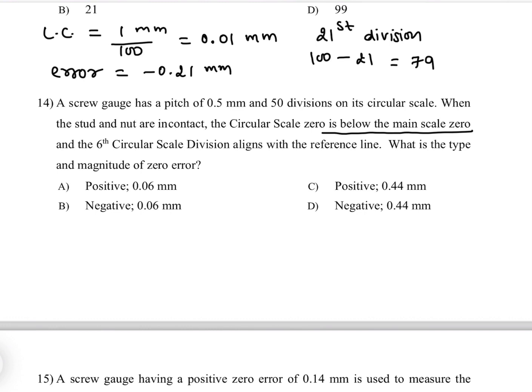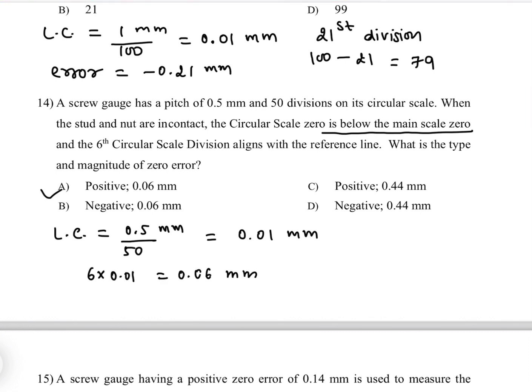Now it is given that the 6th circular scale division aligns with the reference line. So to identify the value of the positive zero error, first let us identify the least count. That is pitch 0.5 mm upon the number of divisions on the circular scale, that is 0.01 millimeter. And if we multiply this least count with the circular scale division which aligns with the reference line, we get 0.06 millimeter. Hence option A is correct.